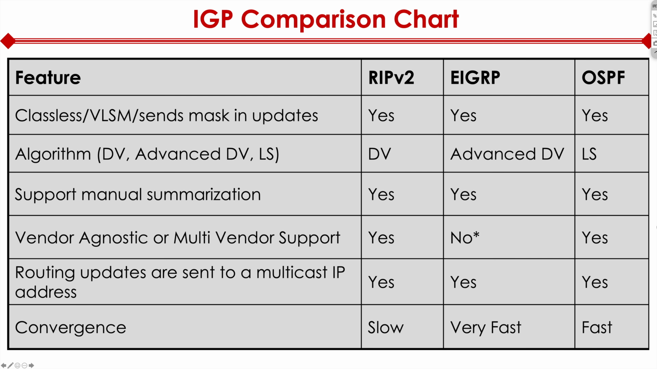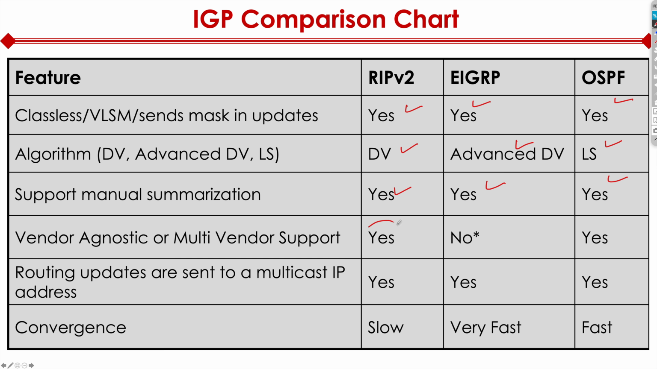Now, let's quickly look at the IGP comparison chart. There are 6 different features that I want you to look at. First of all, these 3 routing protocols are all classless: RIP version 2, EIGRP, and OSPF. From an algorithm perspective, RIP version 2 uses distance vector, EIGRP uses advanced distance vector, and OSPF uses link state. They all support manual summarization.